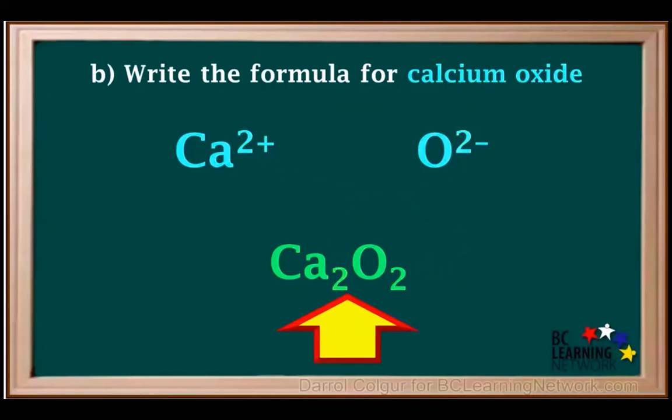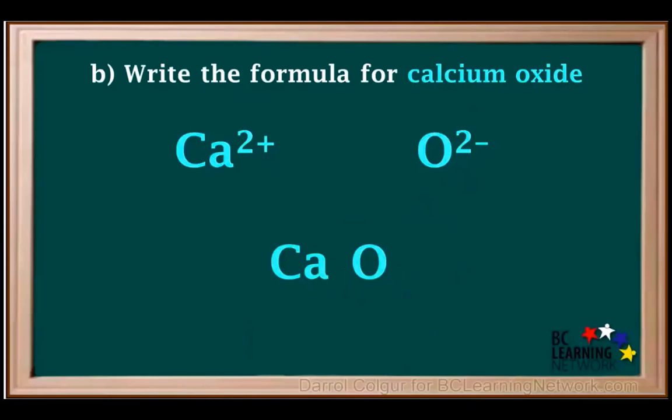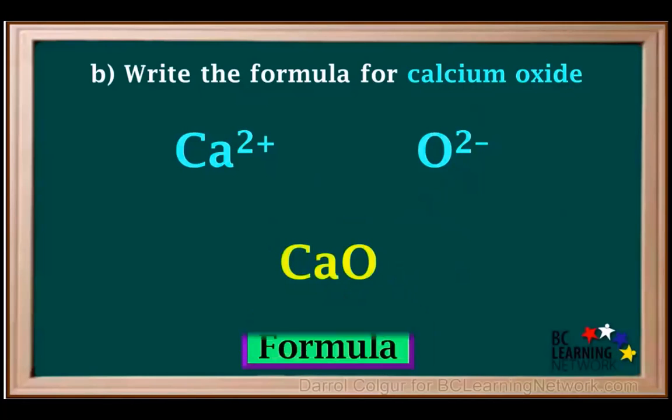Now we have the formula Ca2O2. But you can see that both of the subscripts in this formula are divisible by 2. So we simplify and divide both of these by 2 and get ones. We do not keep the subscript 1 in a formula, so we remove the ones, leaving us with the formula CaO, which we'll compact and write as the final formula for calcium oxide.